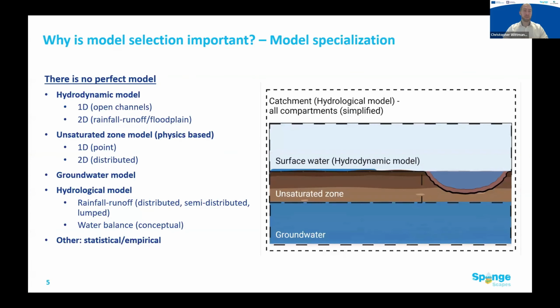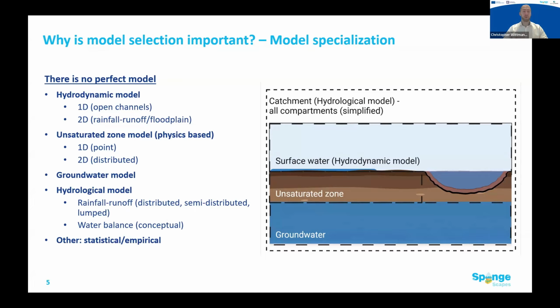And that's why the first reason why it's important to select a suitable model is because you have different models that have different specializations. So there is no perfect model that can capture all of the processes in the same manner. So usually we divide it between, let's say, four main types, depending on what type of system they capture. So hydrodynamic models, for example, you would capture more surface water processes, unsaturated zone models, more soil processes, and the groundwater model, more of the groundwater processes.